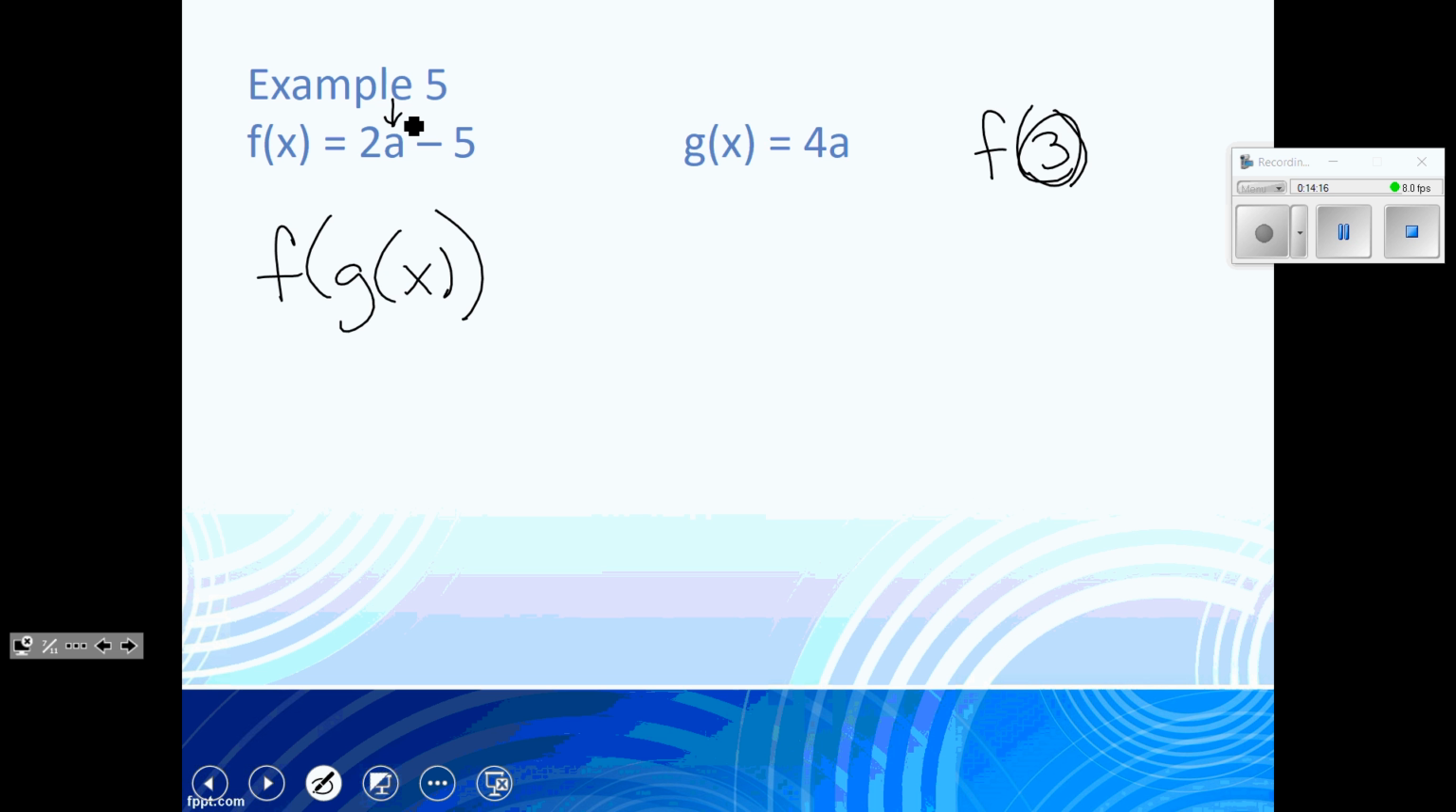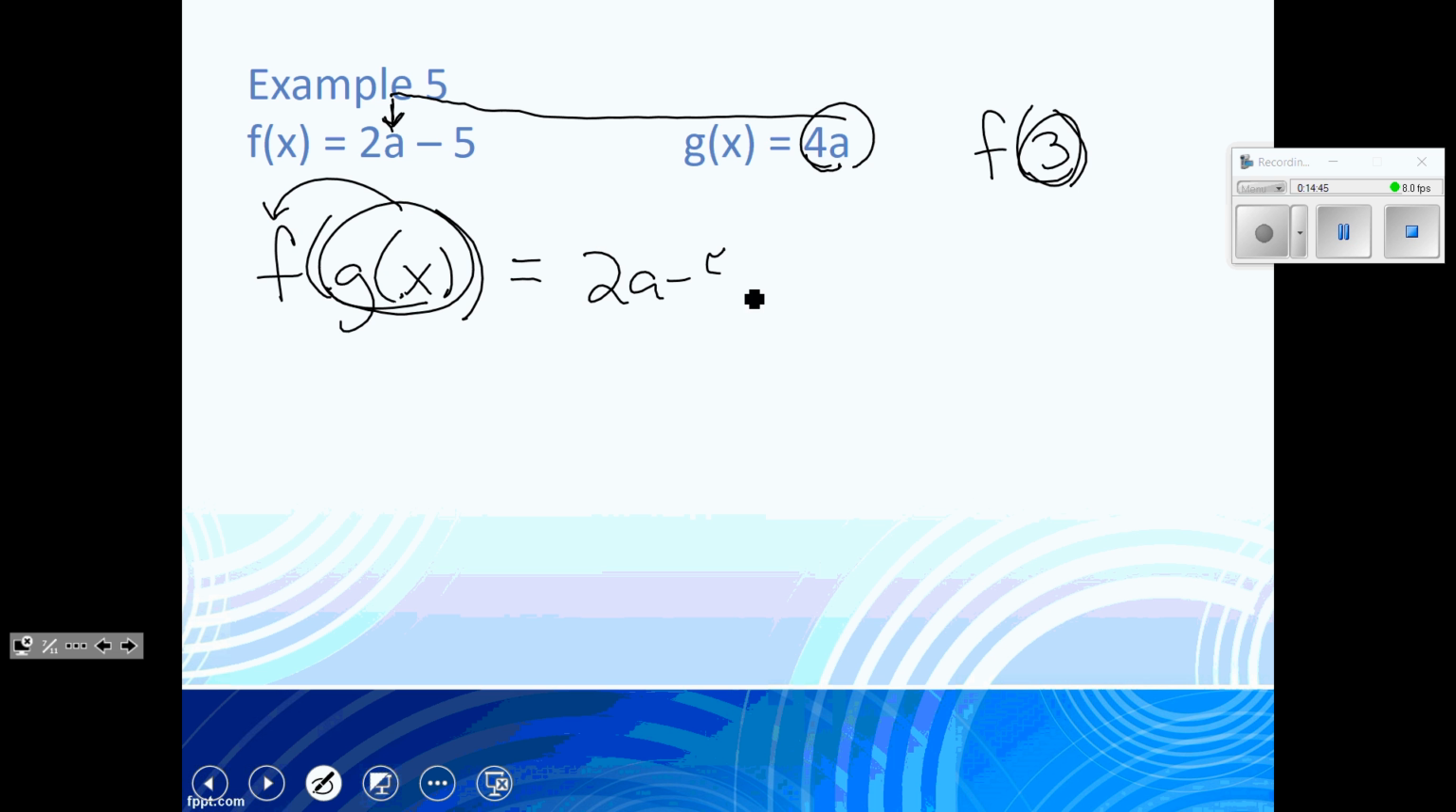So look at this. The only thing that is different is that I now have a g of x function. So you're going to start on the inside. I'm going to take the g of x function, which is what? 4a. I'm going to take 4a, and I'm going to plug it into the f of x function. You start on the inside, g of x, and plug it into the outside function. So my outside function is 2a minus 5. So what I'm going to do is take my g of x, everybody understand that?